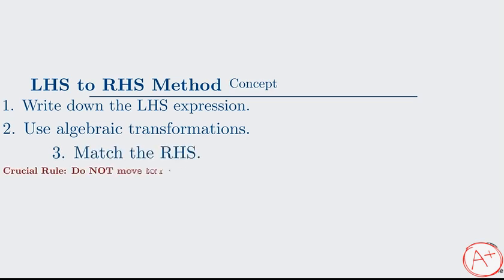A common mistake is treating an identity like an equation by moving terms from one side to the other. In a formal proof, you must work on one side only to demonstrate that it transforms into the other. Let's look at an example.